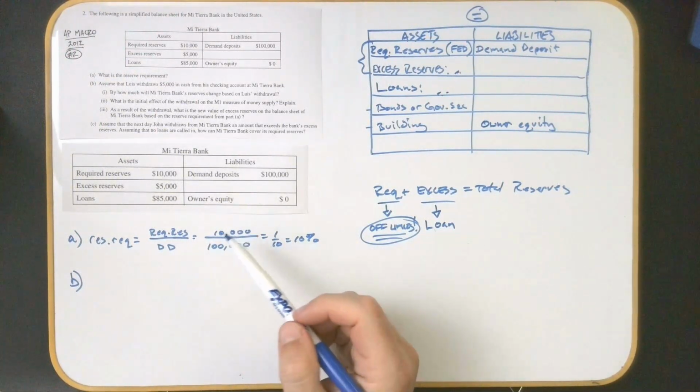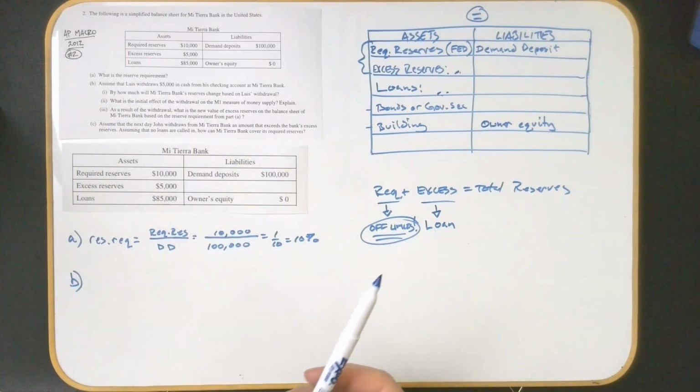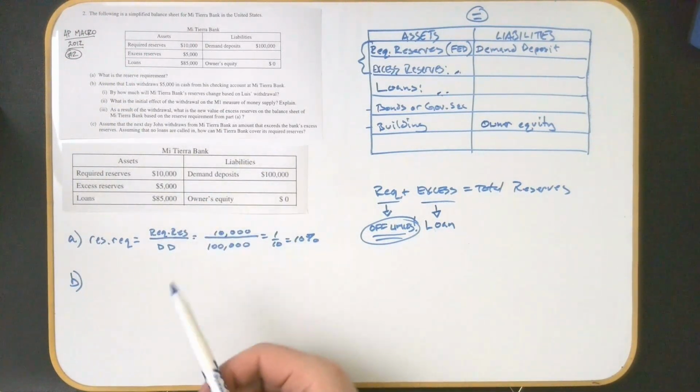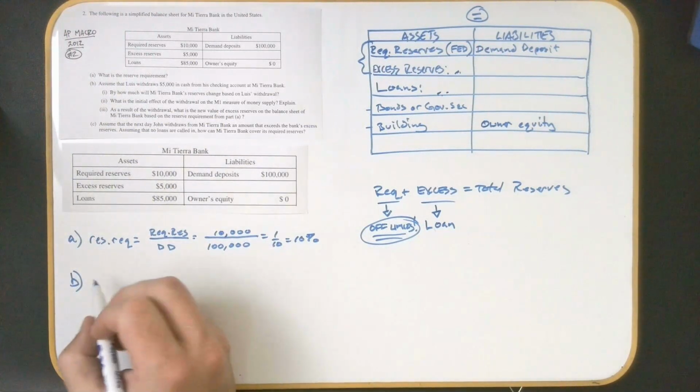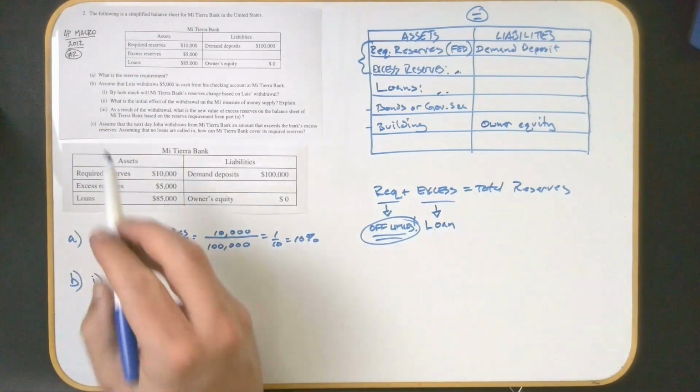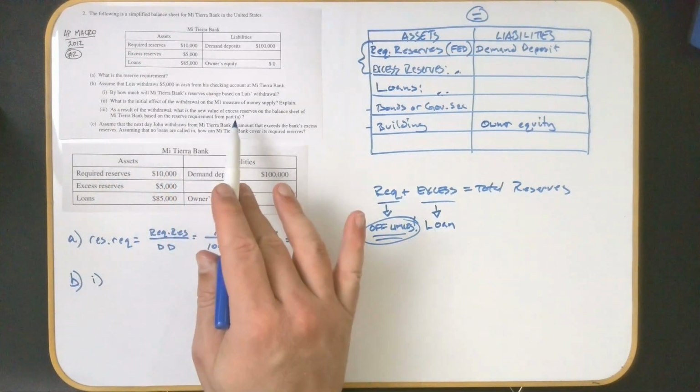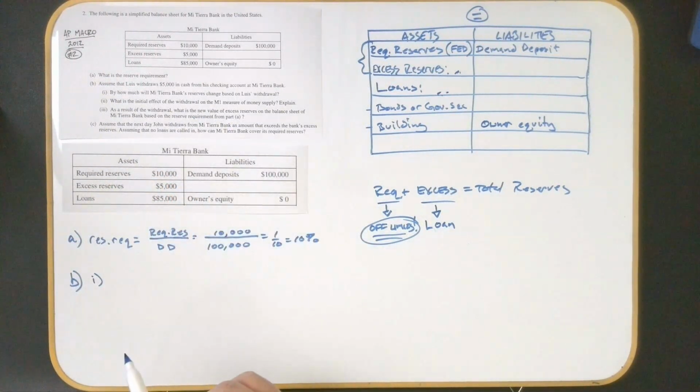So let's make this one a little more realistic. Let's pretend Lewis is moving, and he decides to go to his bank, close his account, and takes his $5,000 that he had in there with him. Okay? So question number 1 says, how much will the bank's reserves change based on Lewis's withdrawal?